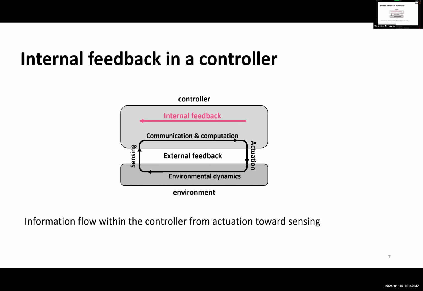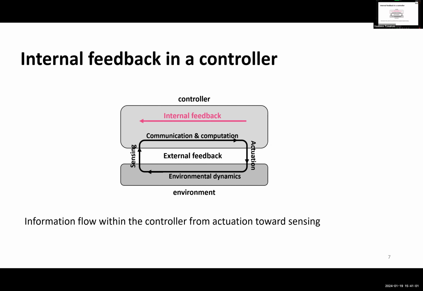So the fundamentals of control is that first we sense something, then we do some kind of computation, then we act on the system, right? And then the system itself has some dynamics and then we do it all over again. So that's what we usually call feedback, right? When we say feedback control, we mean that loop from sensing to actuation and back again. That's what I'm going to call external feedback.